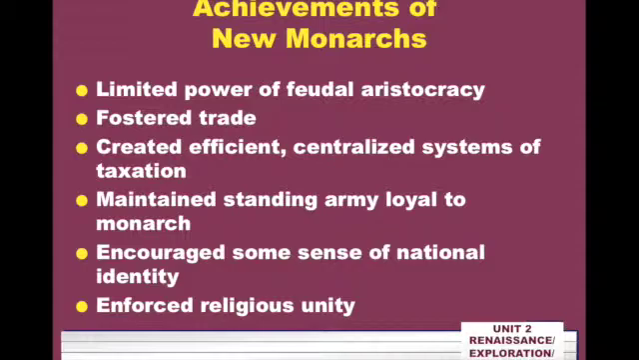So at this time, many new monarchs come to power, and they're starting to gain more and more power, and that will eventually lead to absolutism, which we'll be looking at in a couple of weeks. The way they gained a lot of this power is that first off, they limited the power of the feudal aristocracy. Those people that had lots of land and things like that, they started taking away a little bit of that power. They did this by fostering trade.